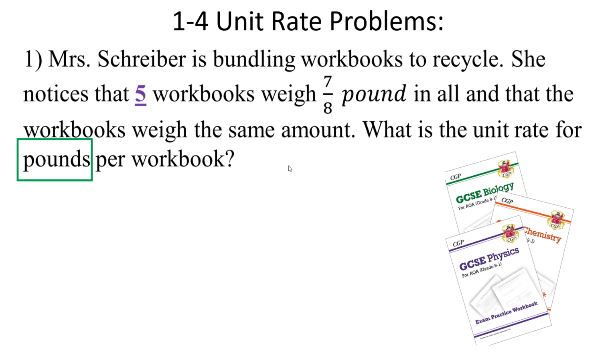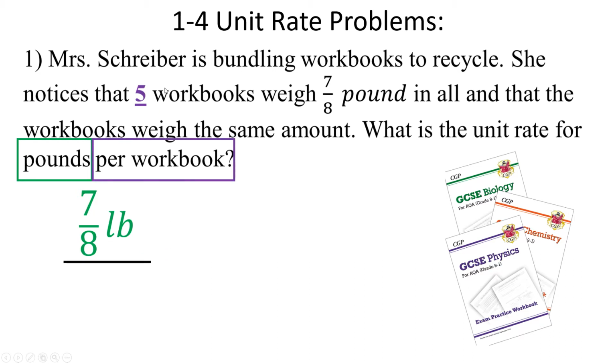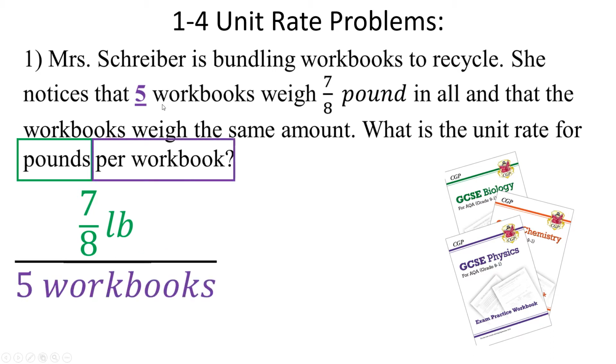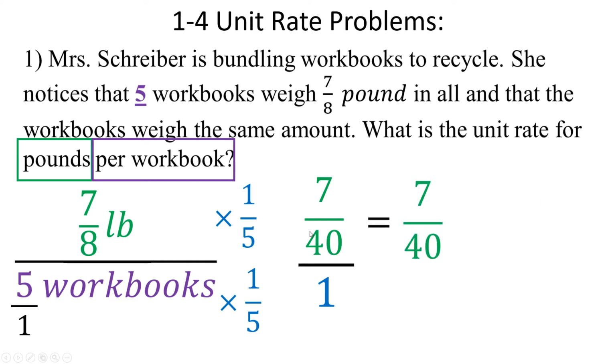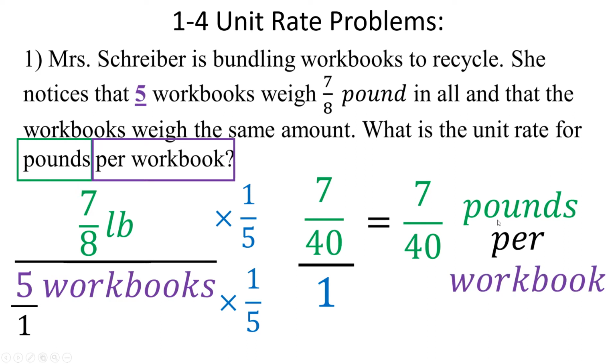So first, the most common mistake is not doing the order right. This wants us to find pounds per one workbook. So we need pounds in the numerator and the number of workbooks in the denominator. So this will be 7/8 divided by 5. The 5 can be changed into 5/1. In order to get 5/1 to become one workbook, we're going to do times 1/5. Up here, we're going to do the same number, 7 times 1, 8 times 5. So we're going to get 7/40 of a pound per workbook. So 7/40, technically, I guess we shouldn't have the S here, of a pound per workbook. So very, very light.